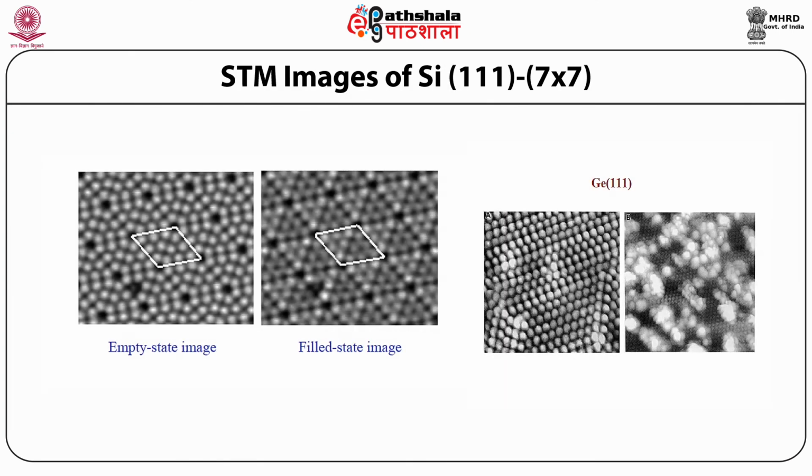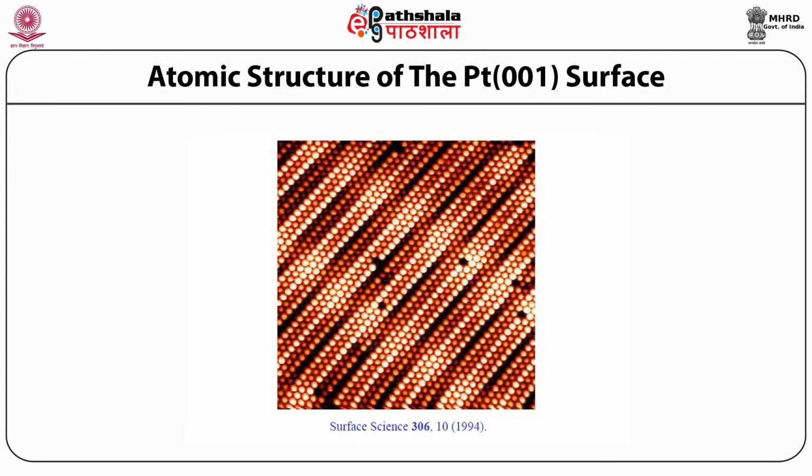So these are the STM images of silicon 111, where as you can see this shows the empty state image, and the figure on the right hand side shows the filled state image. The figure below shows the STM images of germanium 111. This shows the atomic structure of the platinum 001 surface, which was published in Surface Science, and this was recorded by a scanning tunneling microscope.